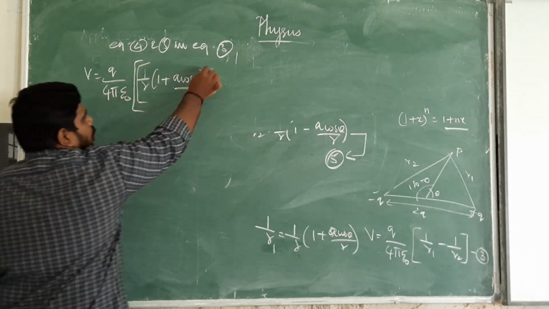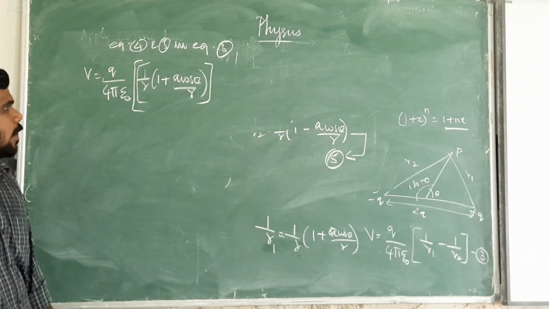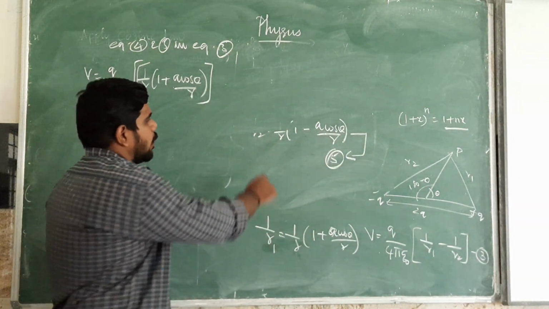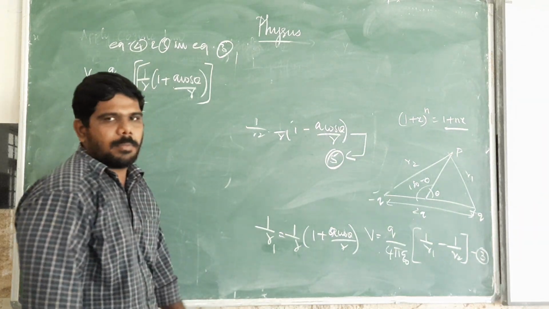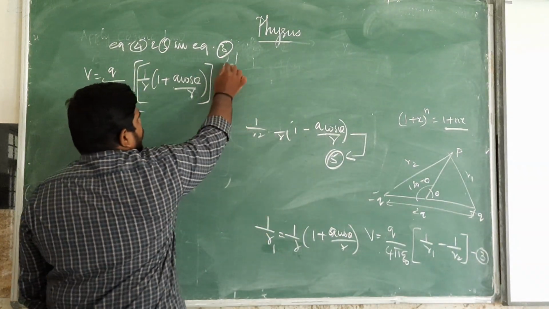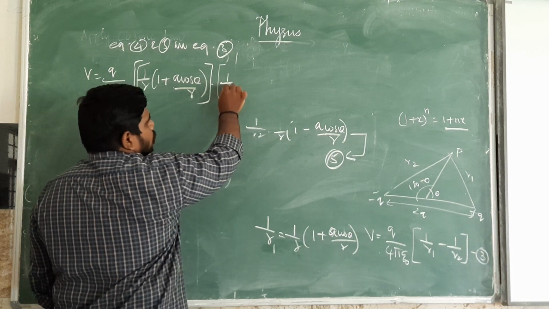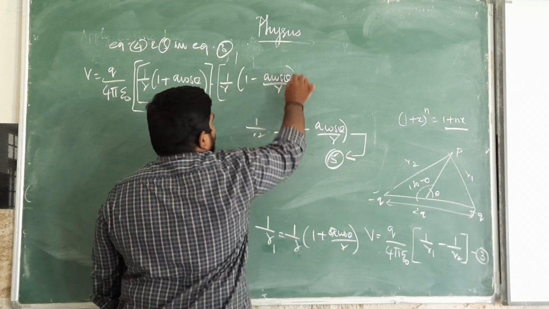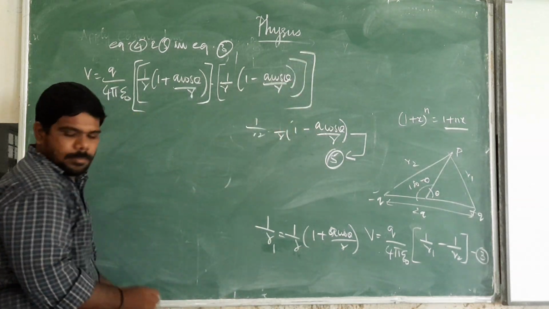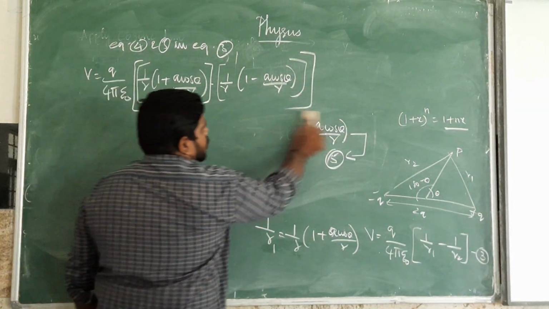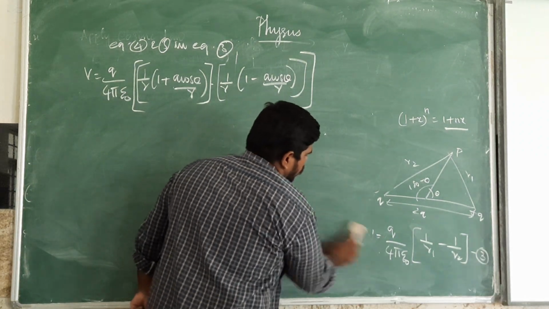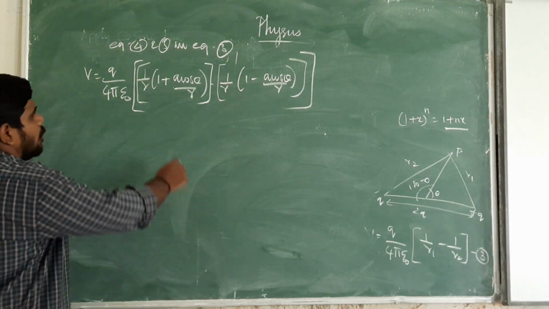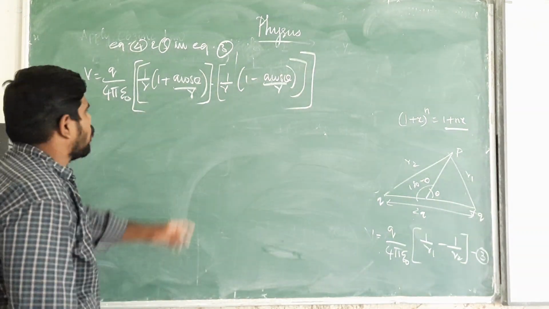Here we take the binomial expansion, okay? Clear? Then minus 1 by r2. What's the value of 1 by r2 that we found? 1 by r2 is equal to 1 by r into 1 minus a cos theta by r. So minus 1 by r into 1 minus a cos theta by r. So we substitute the values of 1 by r1 and 1 by r2.